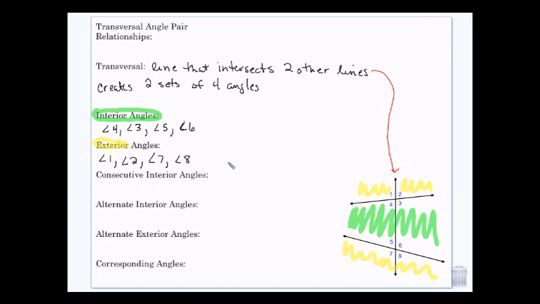Consecutive interior angles. Okay, consecutive means to come in order, right? These are also known as same side interior angles, depending on who you talk to. They're on the same side of the transversal and on the inside. So they're interior, meaning they're in the green, and then they're on the same side of the transversal. So angle 4 and angle 5 is one pair of consecutive interior angles, and then angle 3 and angle 6 is the other pair. You have 2 pairs.